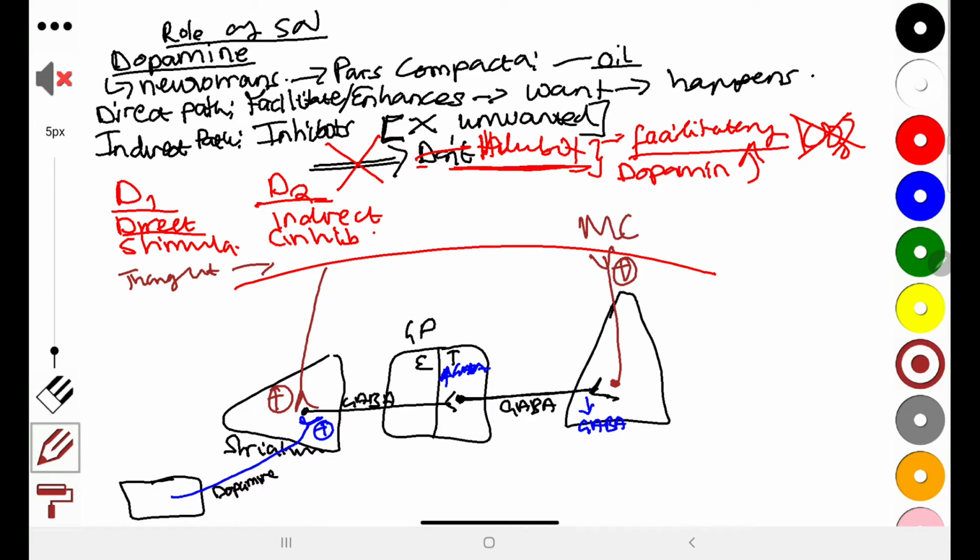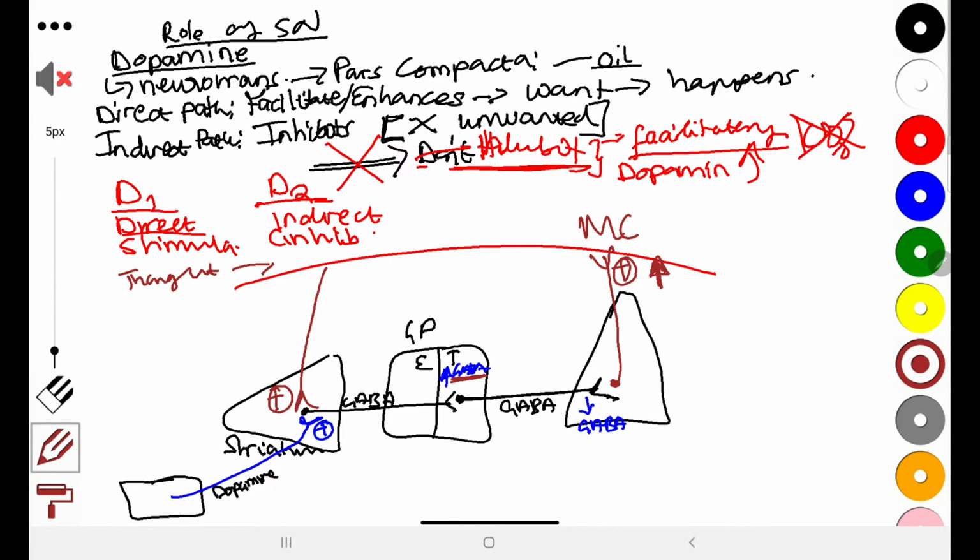But in this case, you're now enhancing this. You are even stimulating the striatopallidal more, so that you have even more GABA here. Once there's more GABA, you are going to further inhibit the pallidothalamo. Once that happens, there will be more stimulation of the cortex. So that's the role in the direct pathway.